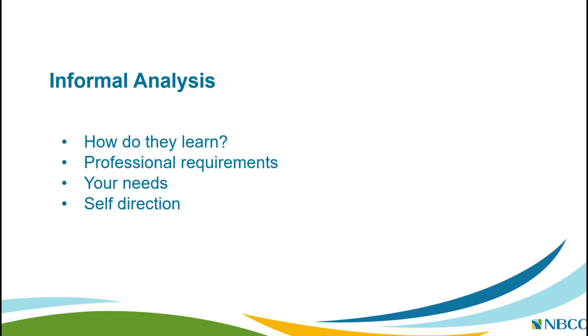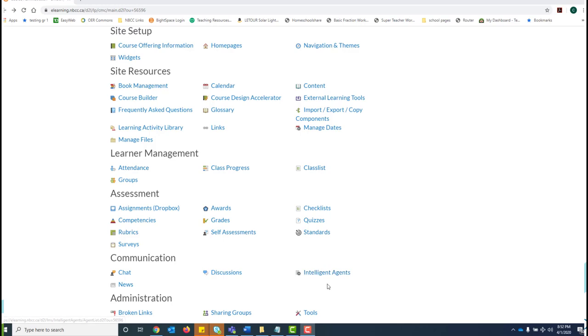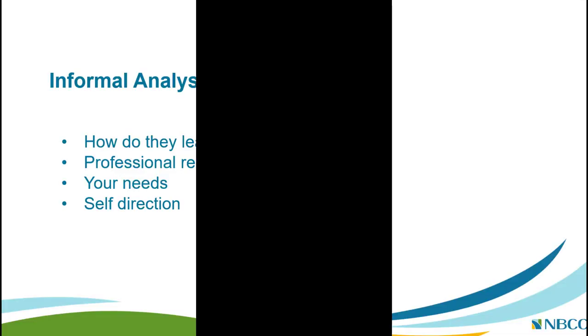So if your students typically have challenges with self-direction, what are some of the ways that you can help them develop those self-directed skills they need to succeed in your course? So, for example, maybe you'll do something like use the Intelligent Agents tool in Brightspace to automatically send out email messages to students when their assignments are overdue.